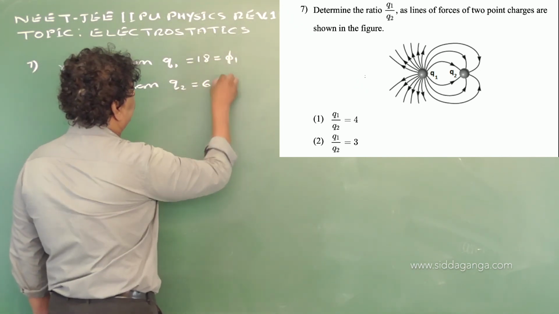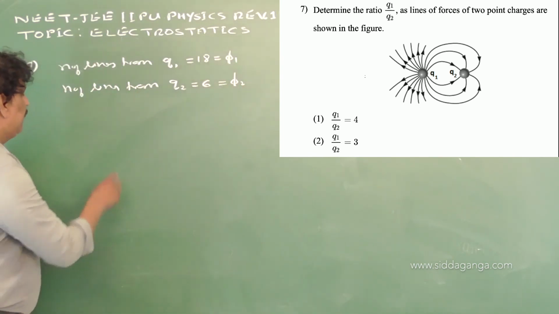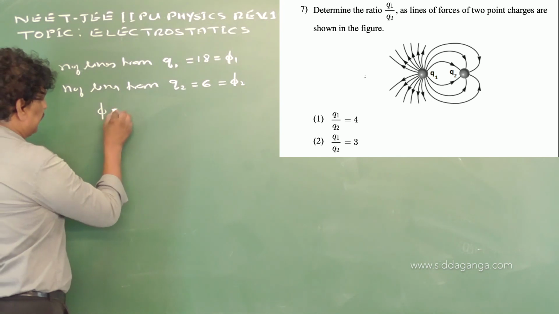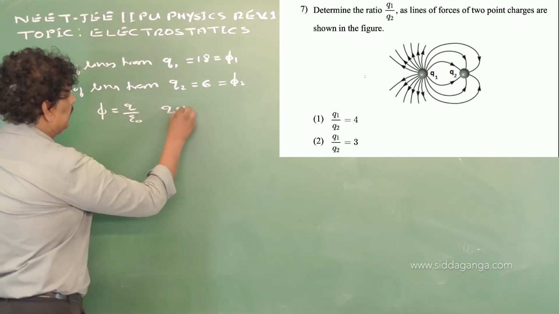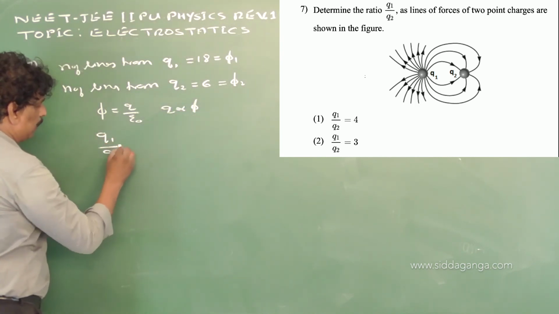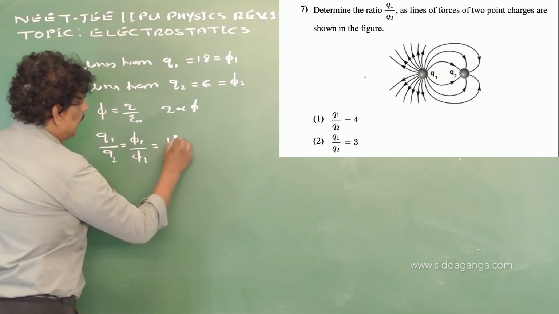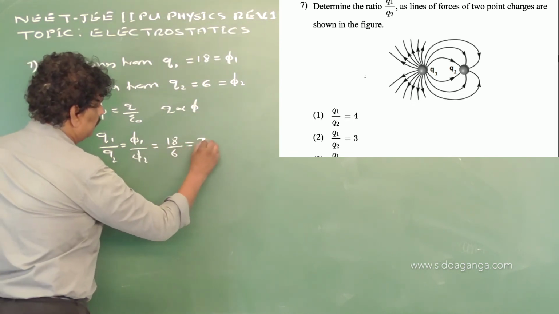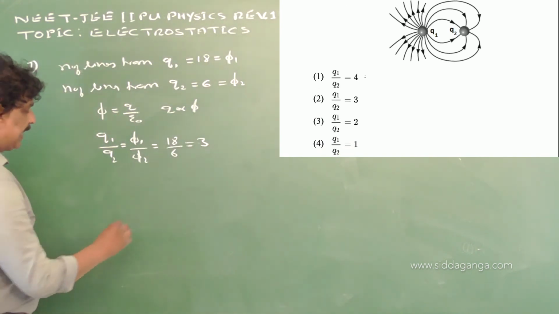This is phi 1, the flux due to Q1, and this is phi 2, the flux due to Q2. Now we have phi is equal to Q by epsilon naught, which indicates Q is directly proportional to phi. So Q1 by Q2 is equal to phi 1 by phi 2, that is equal to 18 by 6, which is equal to 3. So the right option is the second one.